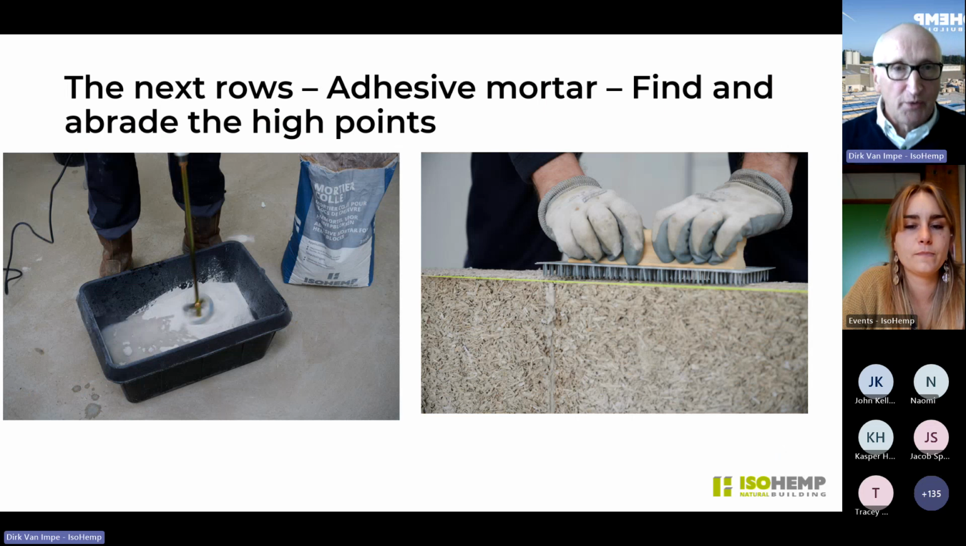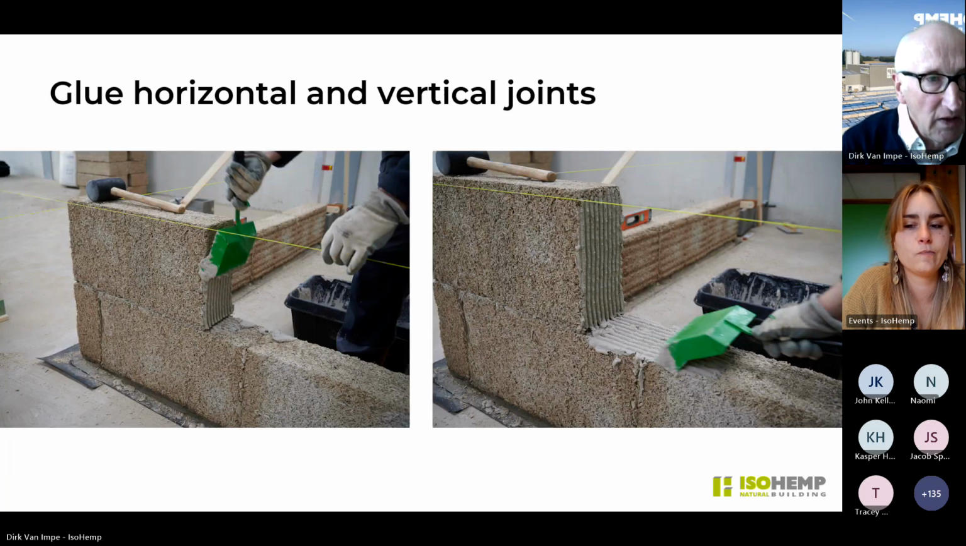Then for the next row, you can go on with the adhesive mortar, and you can abrade the high points with the rasp. We have a special rasp to make it flat. Then you glue horizontal and vertical joints, very thin, only 3 millimeters.